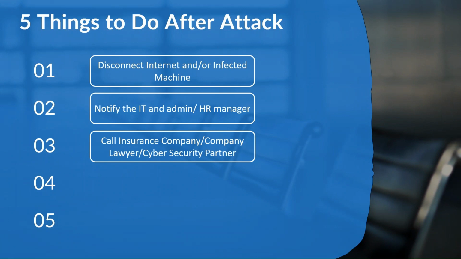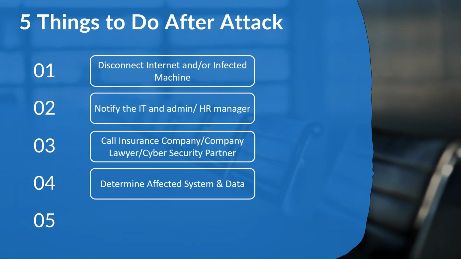Next, determining the affected systems and data. This is often handled by the insurance company and the security partner, but at this point, you will likely discuss with people inside and outside your company whether to pay the ransom, depending on what kind of system and data was extracted or encrypted. But there's no guarantee that the attacker will return the data or not leak the business information to the public. So you will need to discuss with the insurance company how to proceed.